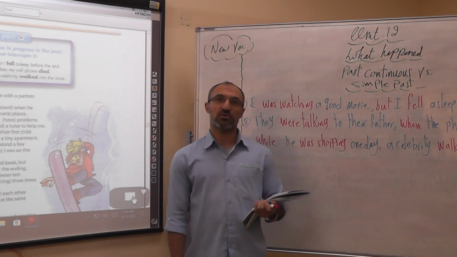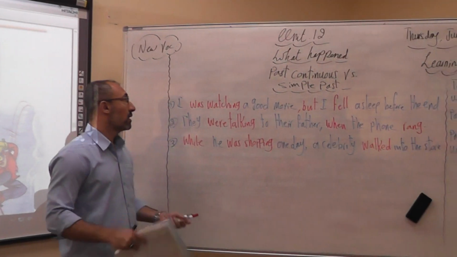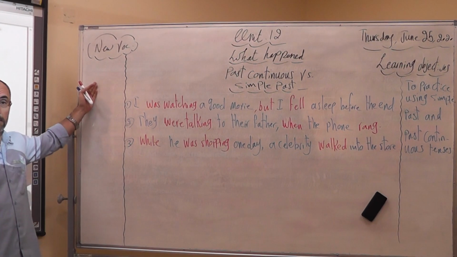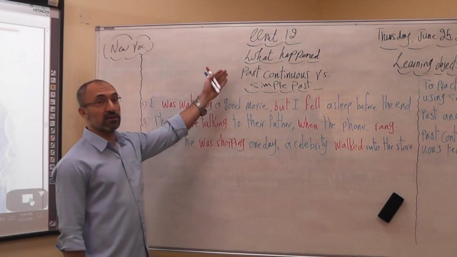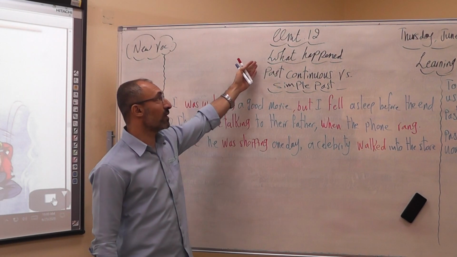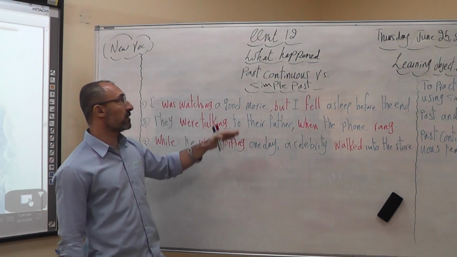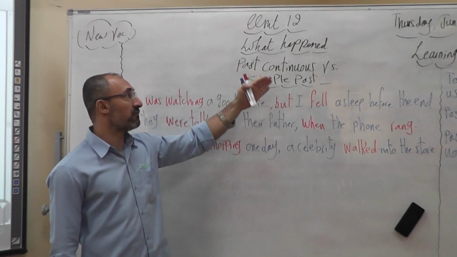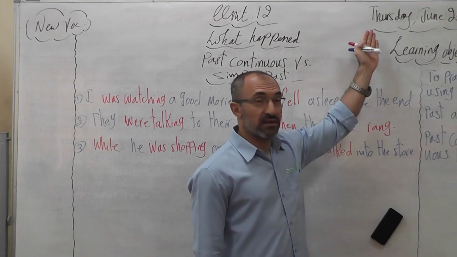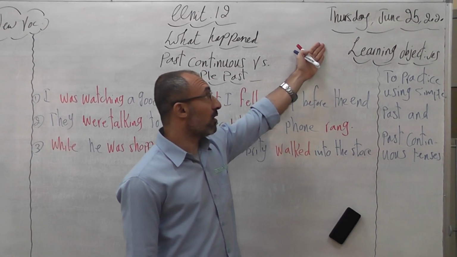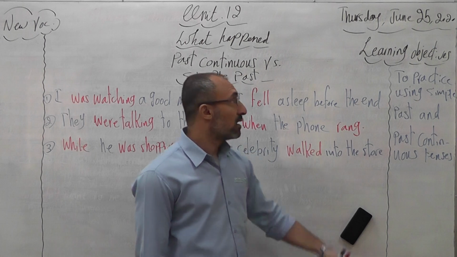Today we are going to handle Unit 12. As you see on the board, here we have the new vocabulary that we are going to have. In the middle we have the title of our unit, entitled What Happened. And basically we are going to focus on the past continuous versus simple past tense. Here we have the date and the day of today, Thursday, June 25, 2020.